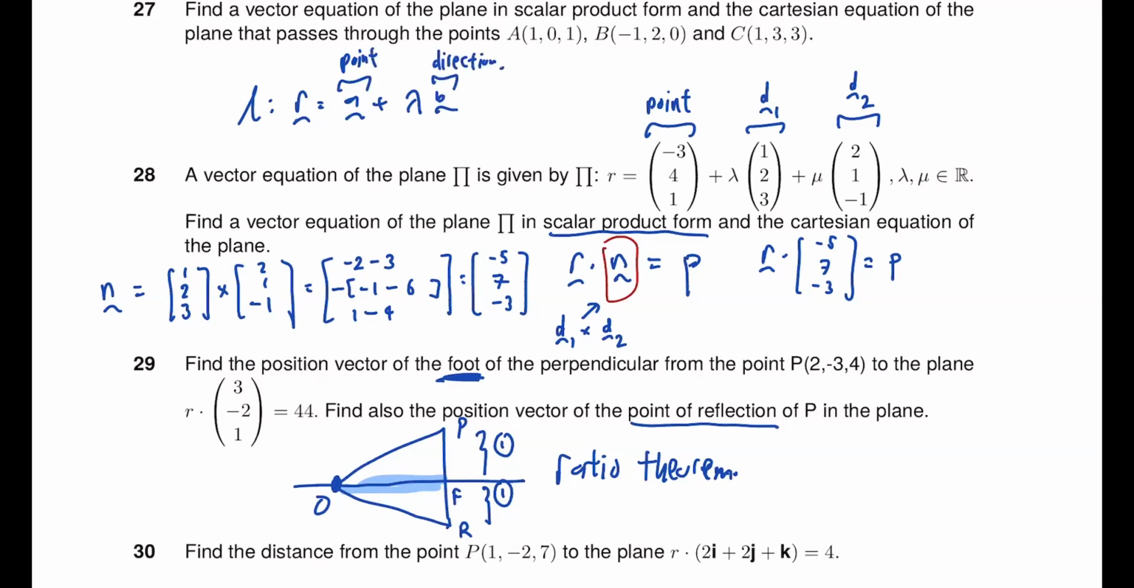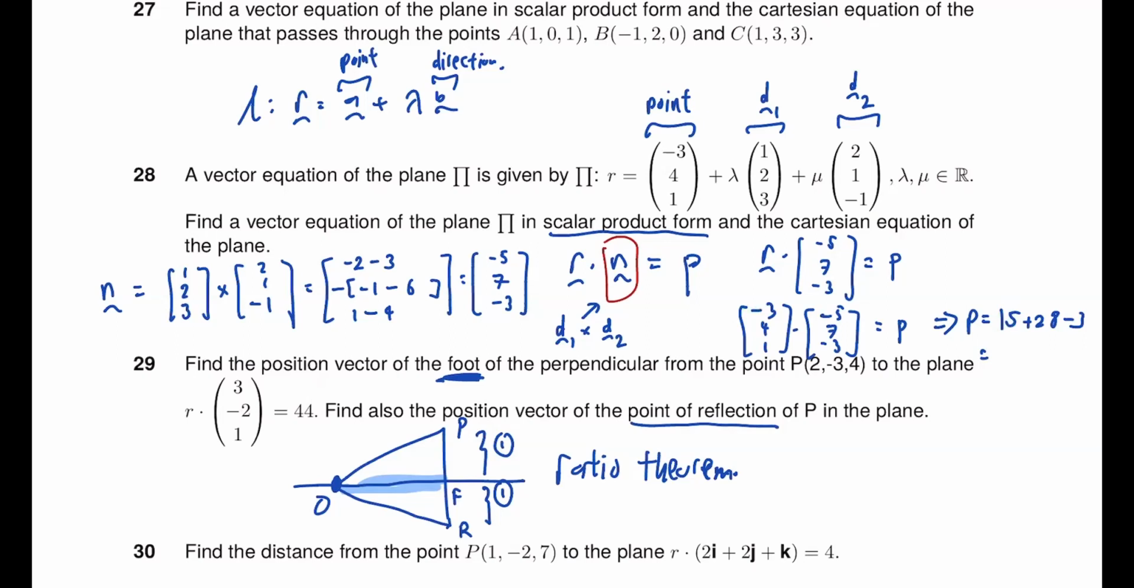For the equation of a plane, it's the same thing. It's just that we extend it with an extra mu times d2. Extra direction, because it's a plane, extra dimension. So you just need to sub in negative 3, 4, 1 here, dot with the negative 5, 7, minus 3, and you can solve for p, implying that p equals minus 3 times minus 5, that's 15, 4 times 7, that's 28, 1 times negative 3, that's minus 3. Double negative gives a positive, that's why it's 15.